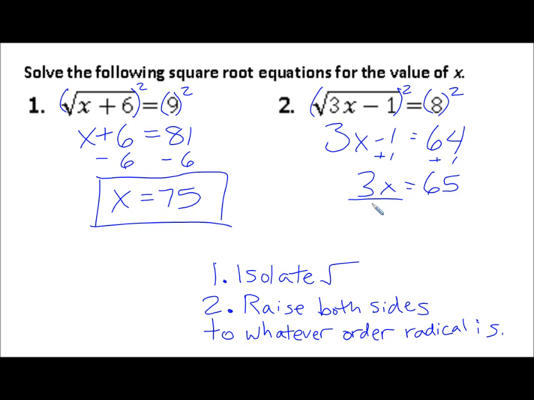And divide by 3. Does not divide evenly. It comes out to be about 21.6 or 21.7, however you want to round. But let's not round. That's a good answer, 65 thirds. I've noticed a lot of people don't like improper fractions. They prefer mixed numbers or decimals. But I just want to let you know this is a valid answer. It's okay to have improper fractions.